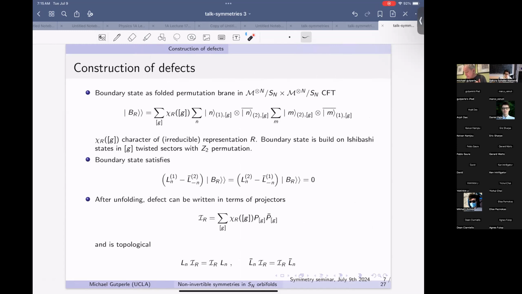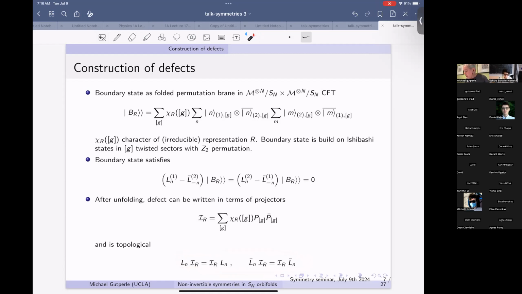Okay, so now I will talk about the construction of the defects. The way this works is that we can use this permutation brane trick. We have the folded CFT, which is the tensor product of both factors. And then we use this Z2 permutation trick as before. So we sum over all the twisted sectors, and then we'll have the module built, these Ishibashi type states built by acting with all the Virasoro modes and fractional Virasoro modes, here just denoted by the sum over M and N. And just as in the RCFT case, the boundary state by construction satisfies the same condition, which is equivalent to the statement that the defect is topological.